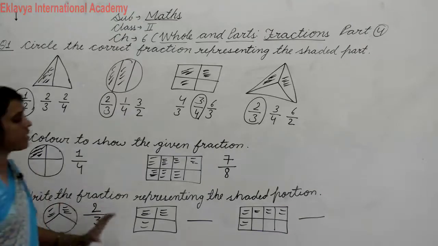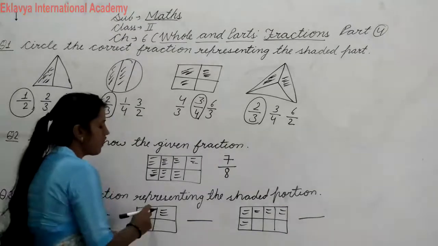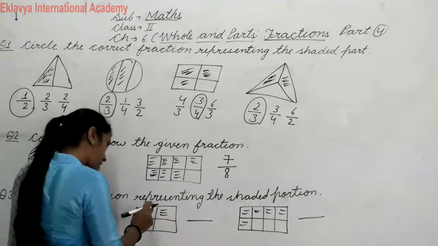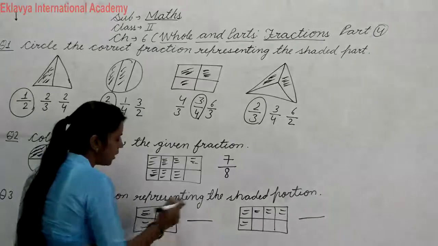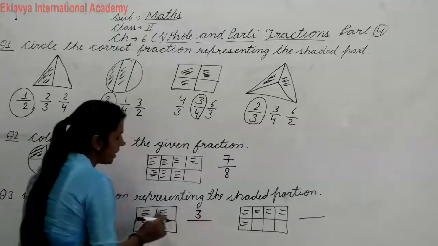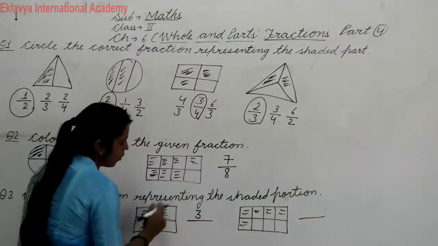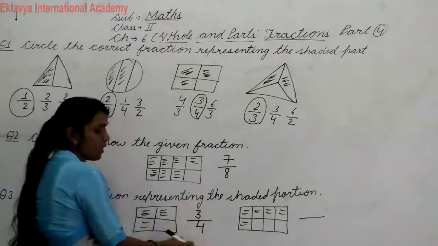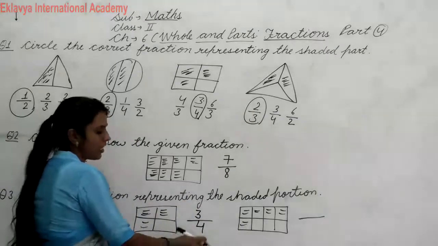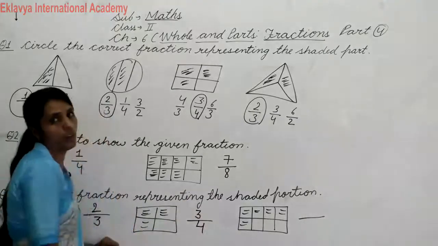Okay. Same as it is here. First of all we will count here. How much part did you fill? 1, 2, 3. We will put 3 upper side and we will put total part downside. So what is your fraction from this picture? Your fraction is 3 upon 4.